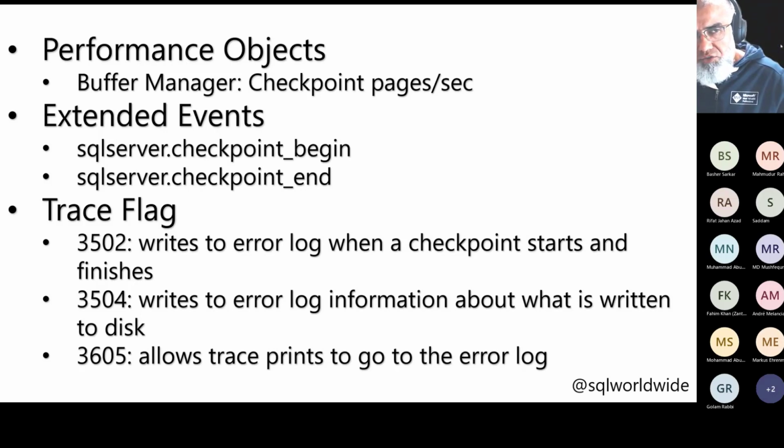So there are two extended events, checkpoint begin and checkpoint end. So you can set up an extended event trace, and then from that time you can correlate with your IO spike. You can also use some trace flags, which we'll do. I mentioned this here. I'm not going to read this. So you can use these trace flags, turn them on, and then your checkpoint information will get logged into your SQL Server error log, and you can query it from there.